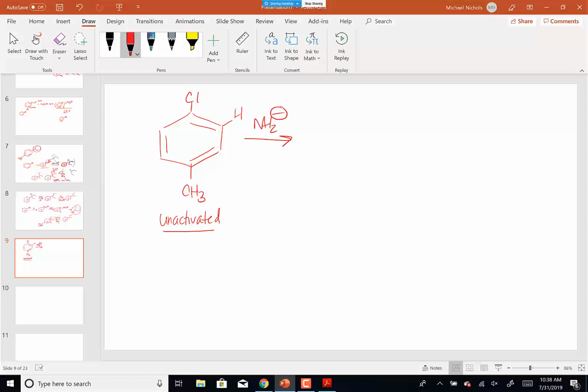Nucleophilic aromatic substitution. Nucleophilic, not electrophilic. So I'm going to react a nucleophile with the benzene ring. So what am I going to make in this mechanism? I'm going to substitute the chlorine with an NH2. I'm going to substitute this chlorine with an NH2 minus. Now the ring can either be activated or unactivated.